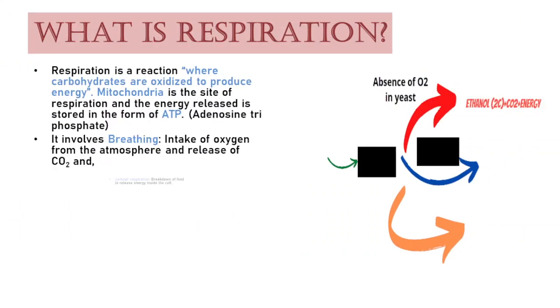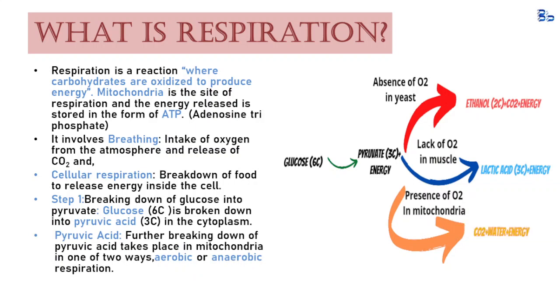Next, let's move on to what respiration is and what the different types of respiration are. If we were to define respiration, it's a reaction where carbohydrates are oxidized to produce energy. The carbohydrates, namely the glucose that we obtain from the nutrition process, is broken down in the presence of oxygen to produce energy. So where is the site of respiration? The mitochondria is the organelle in the cell where the respiration process takes place. And the end product of respiration is called ATP, adenosine triphosphate, which is the energy currency of the cell.